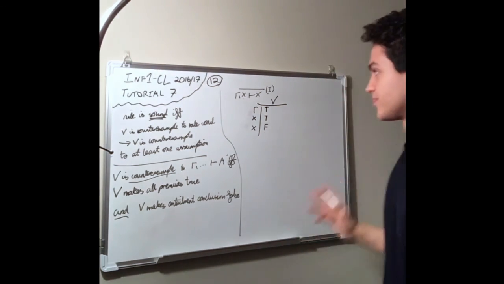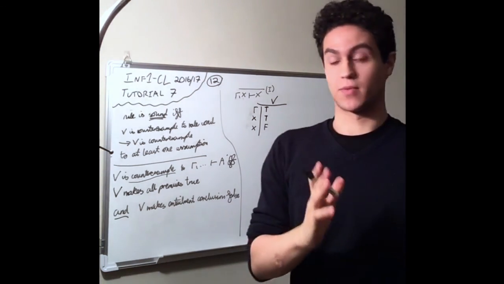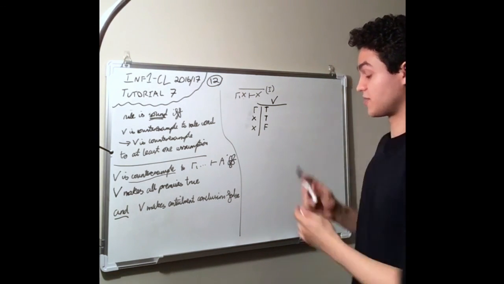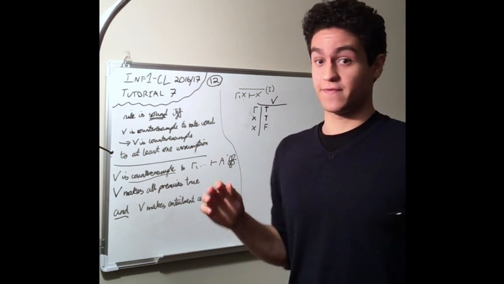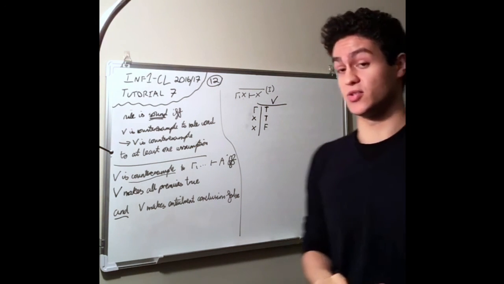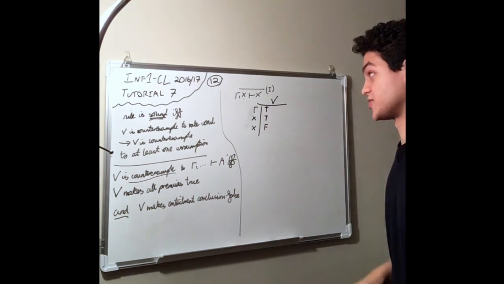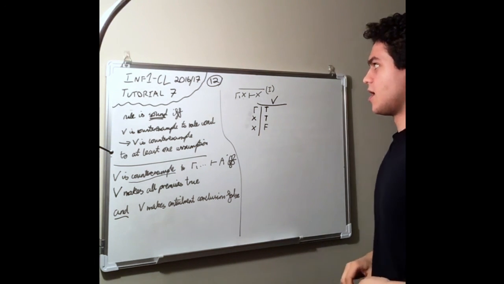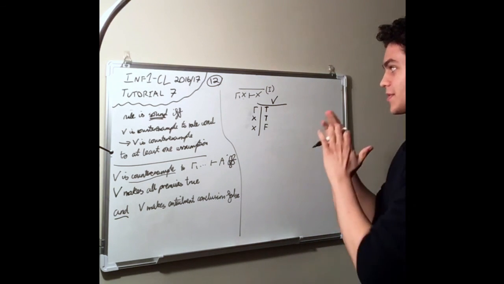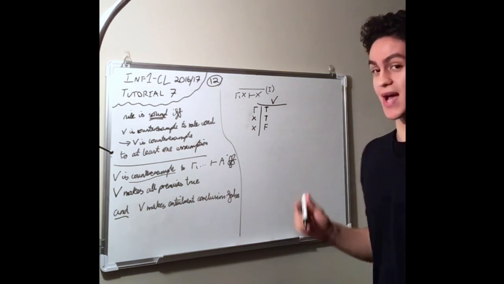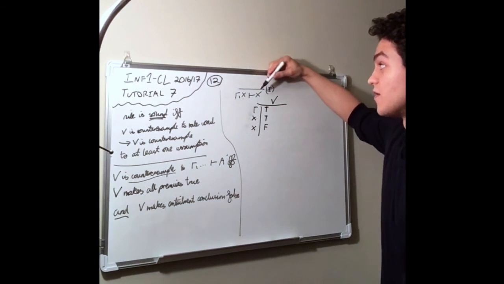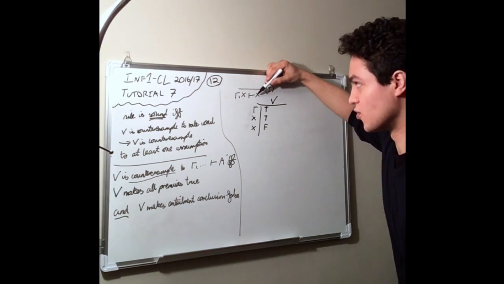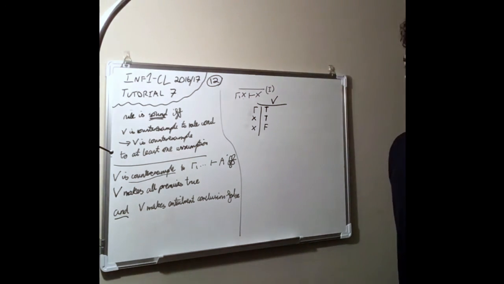Now, V is an evaluation, a function from propositional symbols to truth values, and we can't have two values assigned to the same propositional symbol. It wouldn't be a function. So we have effectively shown here that we actually can't find a counterexample for the rule conclusion.